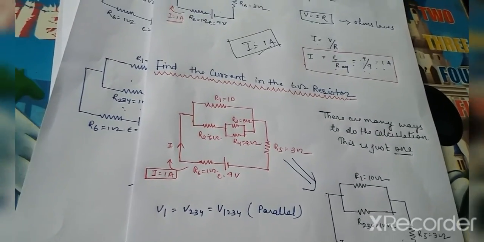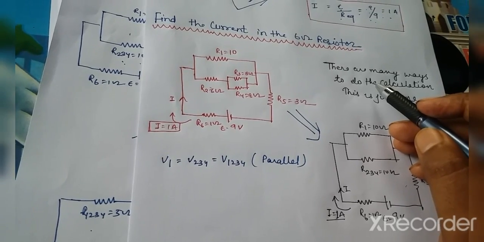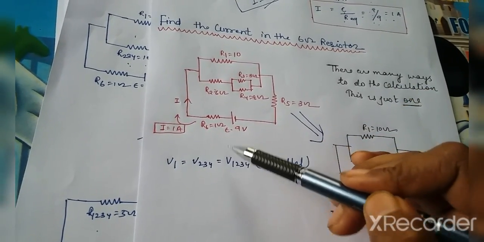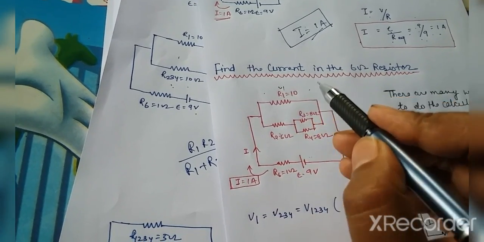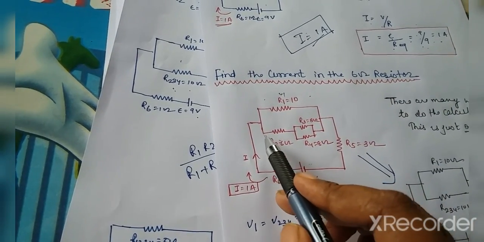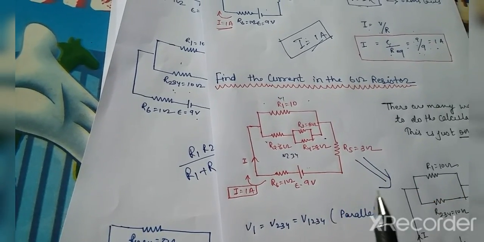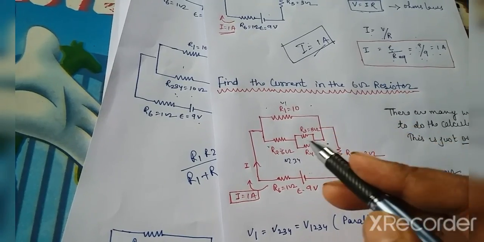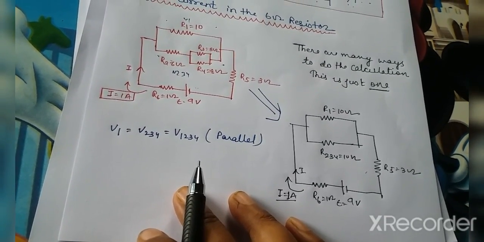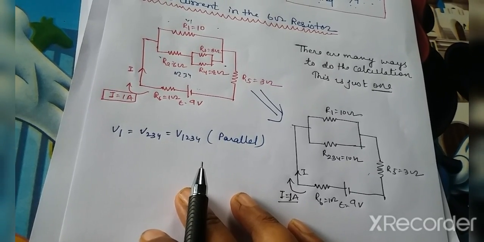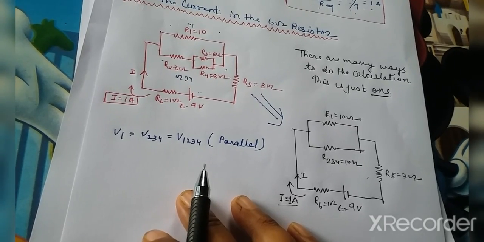There are many ways to do this, but I have shown you just one example. Here we can use V1 equal to V234, where V1 and V234 are in parallel. So we make this circuit: here R1 and R234 equal 10 ohms, R5 equals 3 and R6 equals 1. R234 equals 10, which we have taken out in the previous steps.